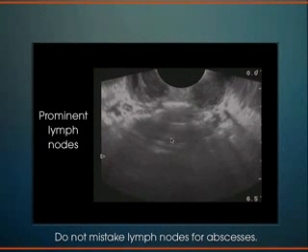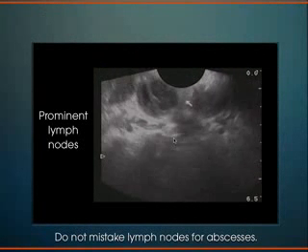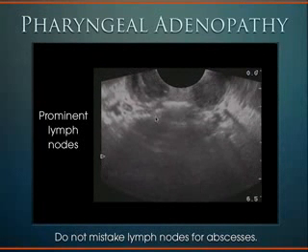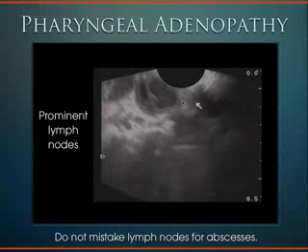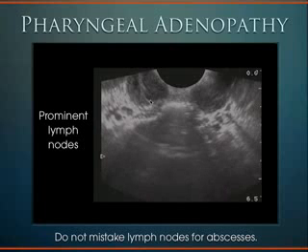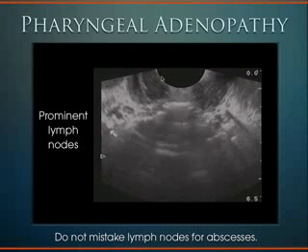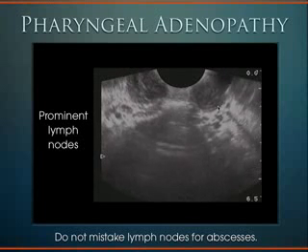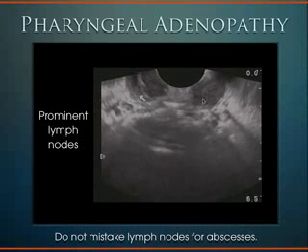Now, sometimes what you have instead is just pharyngeal lymphadenopathy, and that's what these are here. These are not abscesses. It looks kind of like that other abscess a little bit, but these are just enlarged lymph nodes. And we can see both lymph nodes here when the transducer is in a transverse plane. We can actually make out both of these lymph nodes.